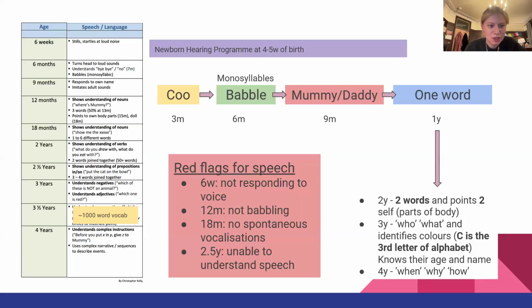But the red flags for speech are the following. If at 6 weeks they're not responding to voice, once again, you might do more thorough auditory tests. At 12 months, they're not babbling. That's the 6 months at which they're expected to babble plus an extra 6 months, which is your cutoff for referring. At 18 months, it's no spontaneous vocalization. Again, that's easy because it's 1 year plus 6 months, and that's red flag territory for which you need to refer. At 2.5 years, they're unable to understand speech. That's a red flag. Considering at 3.5 years, they should have a 1,000-word vocab. So hopefully that makes sense.